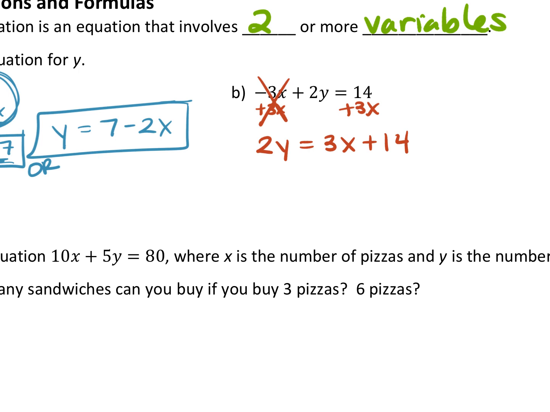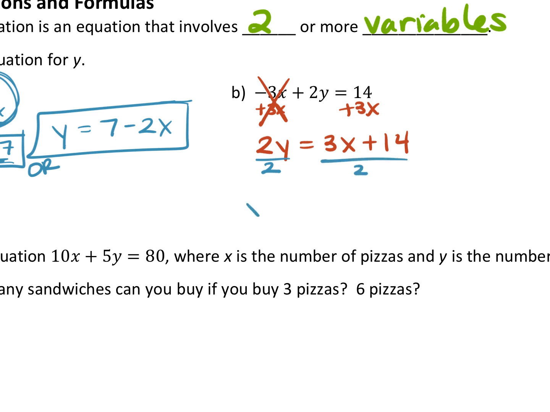Have we isolated y? No. And we want to isolate y. We want y completely by itself. So how do you get y by itself? You divide. So if I divide by 2 here, I have to divide the entire other side of my equation.